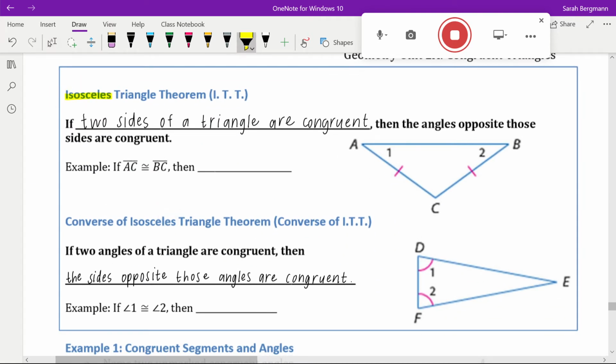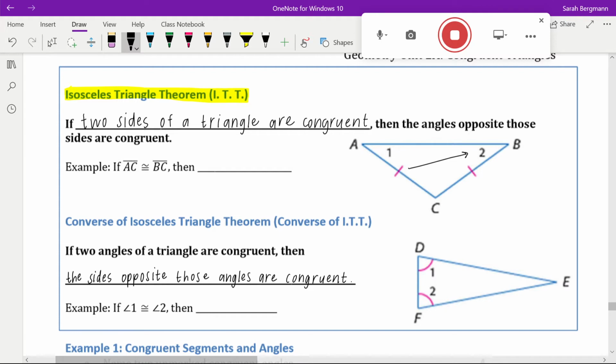Now I want to teach you what's called the isosceles triangle theorem. It can be abbreviated ITT. Here's what it says. If two sides of a triangle are congruent, then the angles opposite those sides are congruent. So for example, if you know that segment AC is congruent to segment BC as shown in the picture, you can conclude that the angles opposite those sides are congruent.